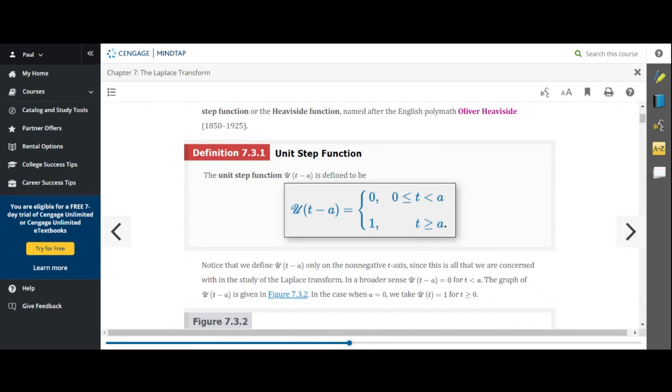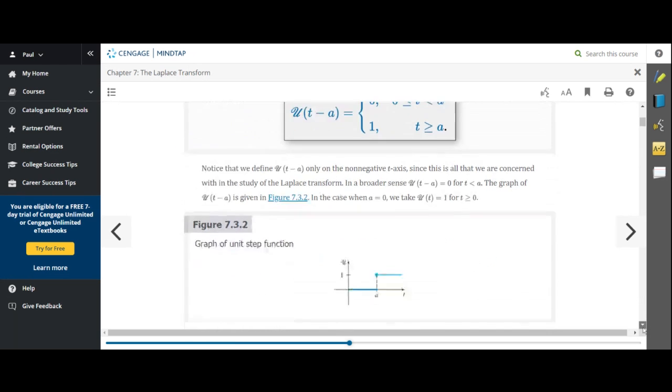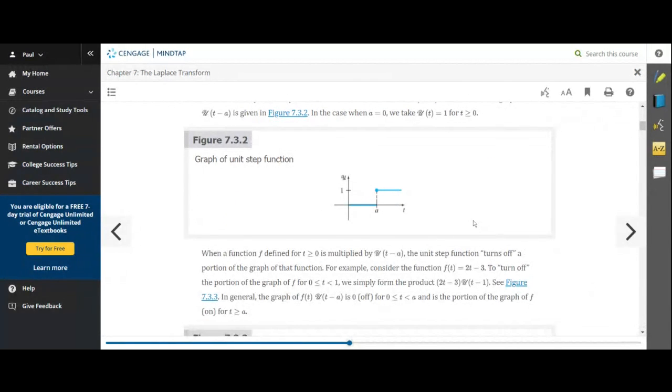So here's how the unit step function's defined. Okay, so we have this script u function evaluated at time t minus a. And that function will equal 0 if t is greater than or equal to 0 and less than a. And then the step function will equal 1 when t is greater than or equal to a. Okay, so that's called your unit step function. And they have a picture of the unit step function right here.